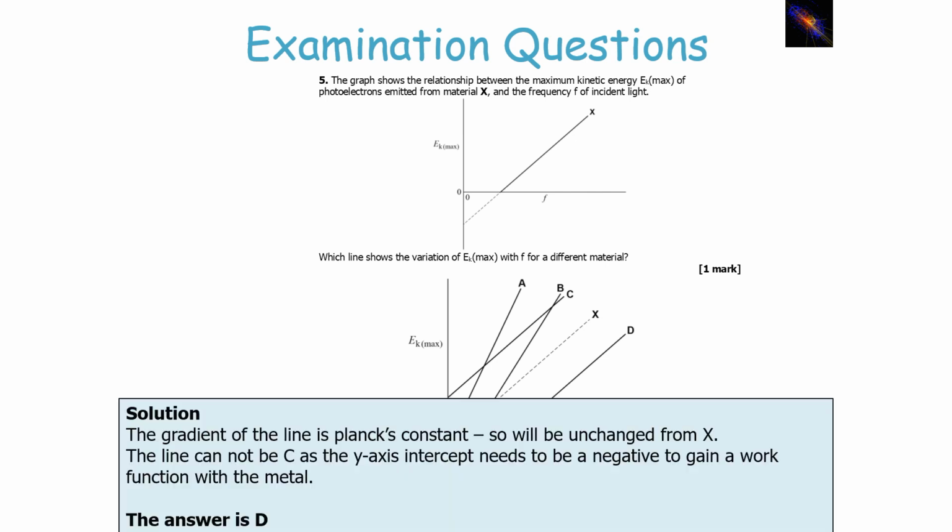Now, the gradient of the line is Planck's constant, so it has to be unchanged from X. Now, the line can't be C, as the y-intercept needs to be negative to give a work function within the metal, because you've got to put energy into the metal to liberate the electrons. So our answer is D.